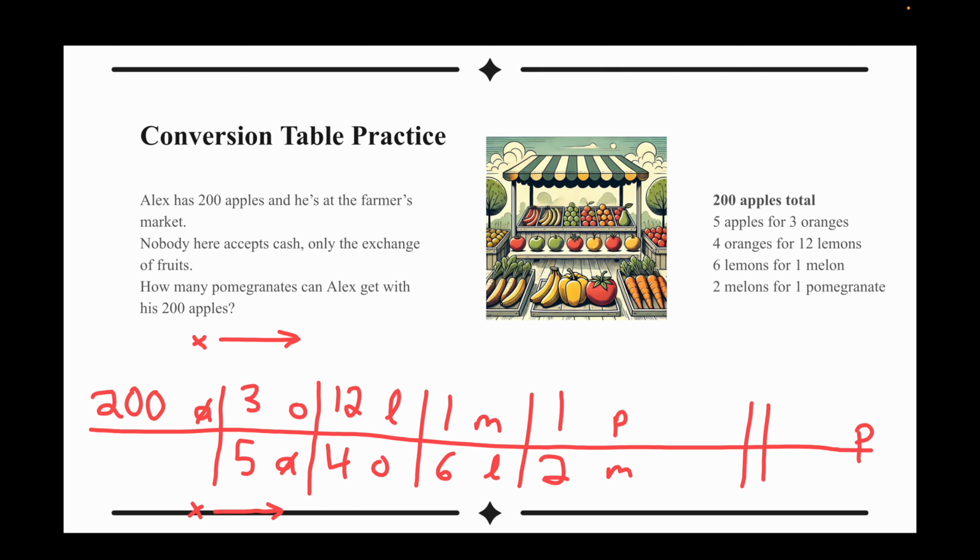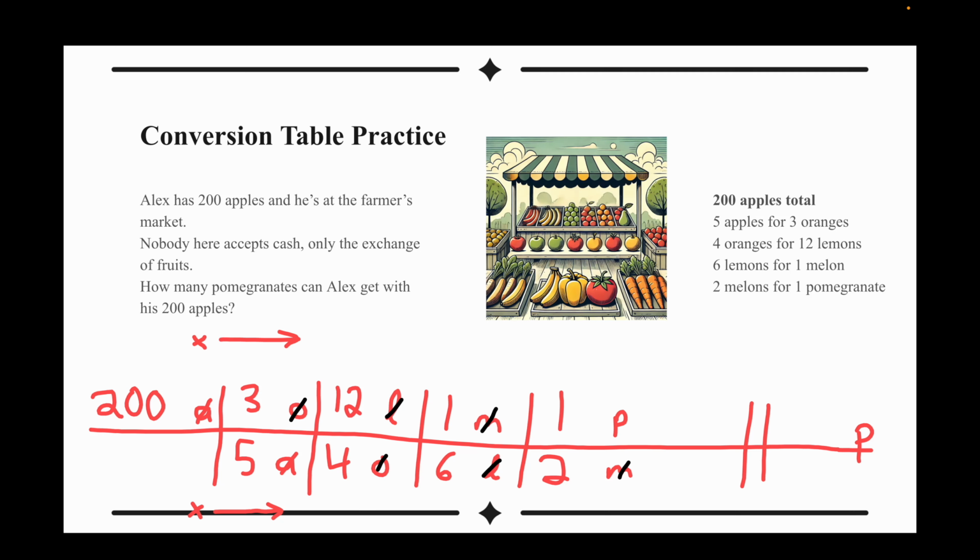Now, let's check that we did everything correctly by making sure our units were set up correctly. We can cancel out the O's and the L's, we can cancel out the M's, and we're left with our last and final unit of P for pomegranate, so we know that we've set up everything correctly.